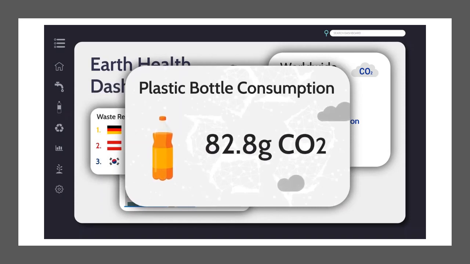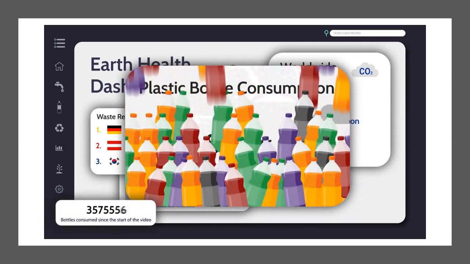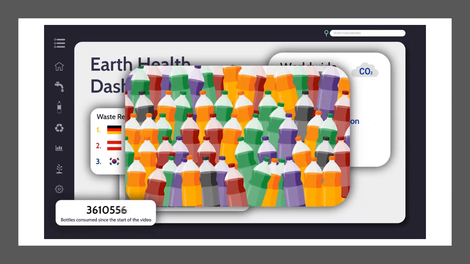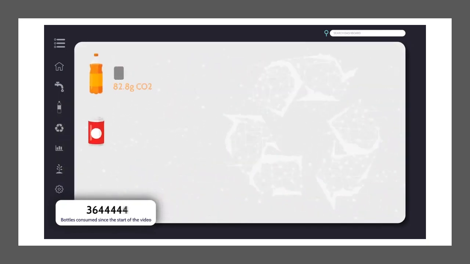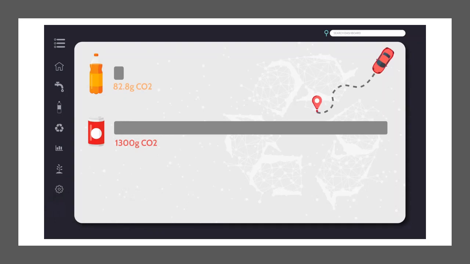It's not really about the one bottle that produces 82.8 grams of CO2 when manufactured. It's the fact that us humans buy over 1 million of them every single minute. To make that worse, aluminium cans, that's close to 1,300 grams of CO2 per can. The same as a car driving around for 5 miles. That's just mind-blowing to think.